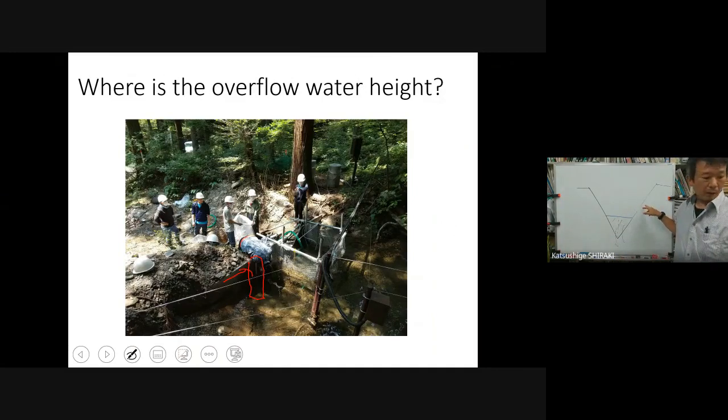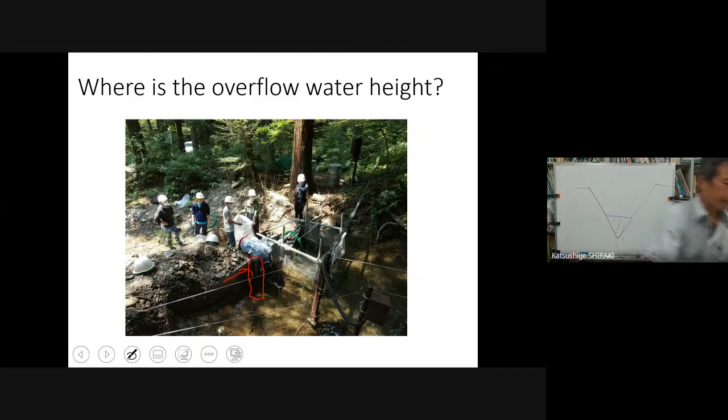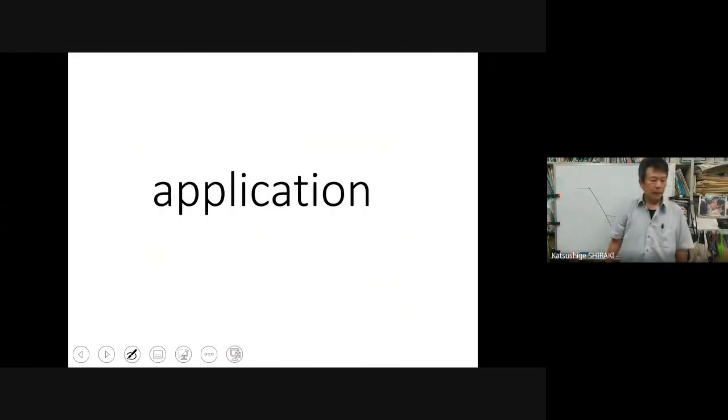So this value is not the overflow height, but we have to check a point somewhere at the background of the pool, where the velocity is zero. So here we set the water gauge, and he reads the water gauge there.